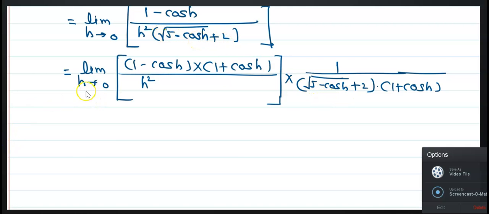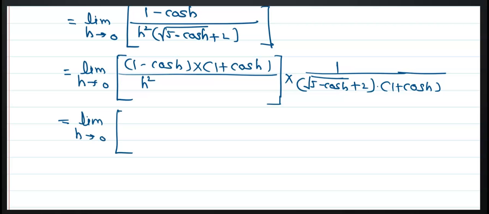Now, if we take the limit of this, as h tends to 0, the cos of h is 1. In root of 5 minus 1, that is 4. Root of 4 is 2. 2 plus 2 is 4, and here is also 2, so 4 into 2 becomes 8, and that's why.